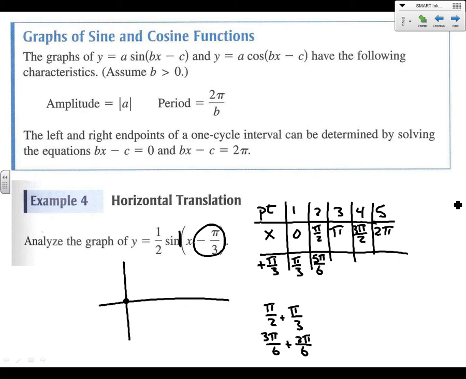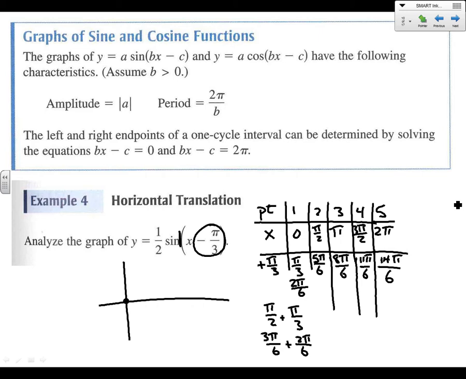All right. If we come back in here, pi over 3 is the same thing as saying 2 pi over 6. We're jumping by how much each time? We're jumping by 3 pi over 6. Okay, so the next one is going to be 8 pi over 6. And then 11 pi over 6. And then 14 pi over 6.